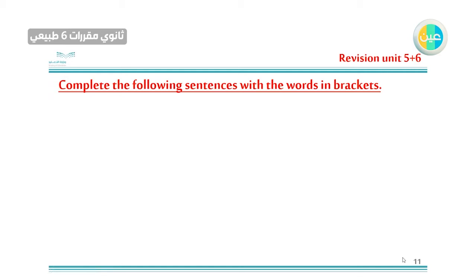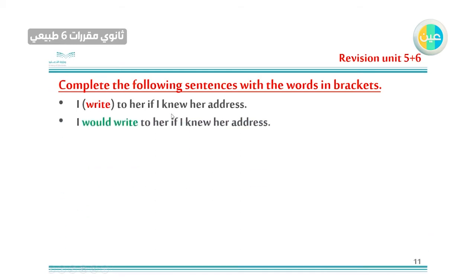Okay, let's do some exercises about conditional sentences. Complete the following sentences with the words in brackets. I write to her if I knew her address. So look at the sentence. Okay, the first part is the result clause. Then we have the if clause. And in the if clause, we have the verb in the past, knew, know, knew. So the first part, or the result clause, should be with what? Excellent, would. I would write to her if I knew her address.